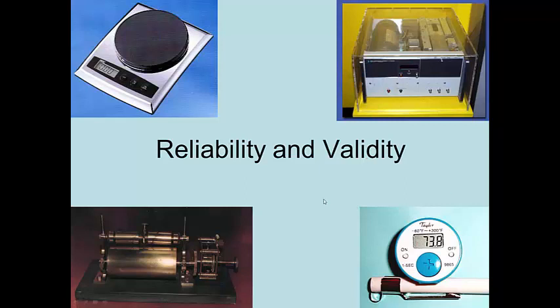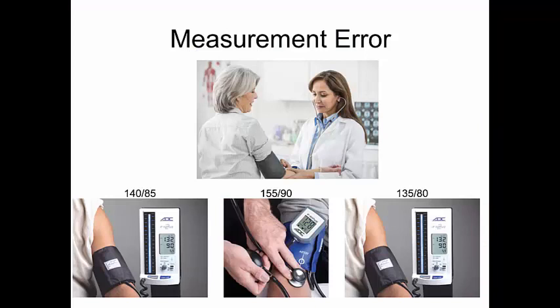So I'm going to start off with an example. You've all been exposed to this, and actually the example I'm going to use, a lot of you in the class have actually been trained on this, so hopefully it'll be something that you can relate to. So we're going to talk a little bit about measurement error, because measurement error affects reliability and validity, and we're going to be talking about that.